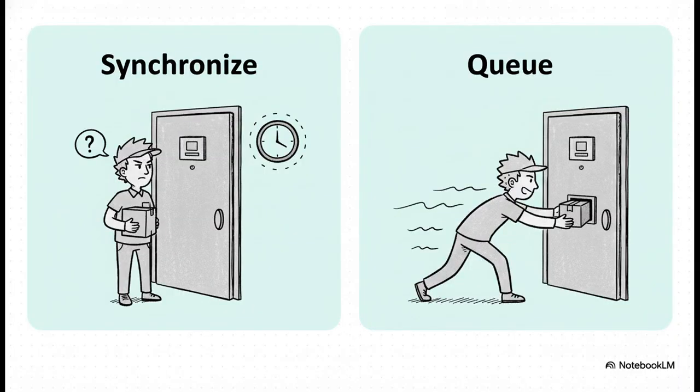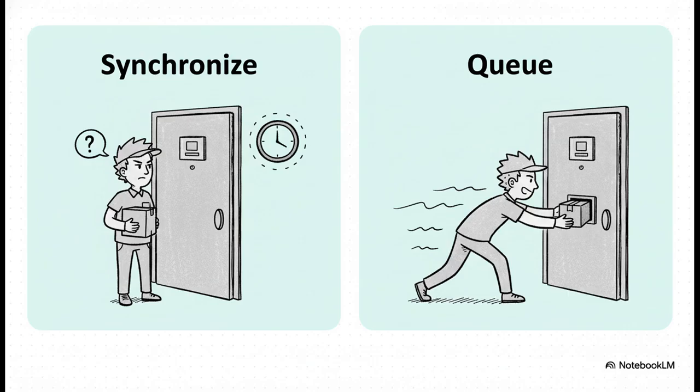Okay, so once your background thread finishes its work, it has to report back to the UI thread to update the screen, right? There's a golden rule here. Only the UI thread is allowed to touch UI components. Synchronize and Queue are the two ways to do this safely. But here's the huge difference. Synchronize is like making a phone call.